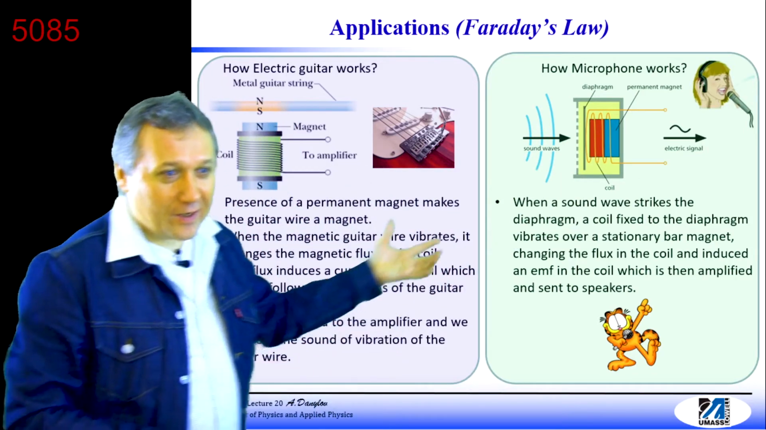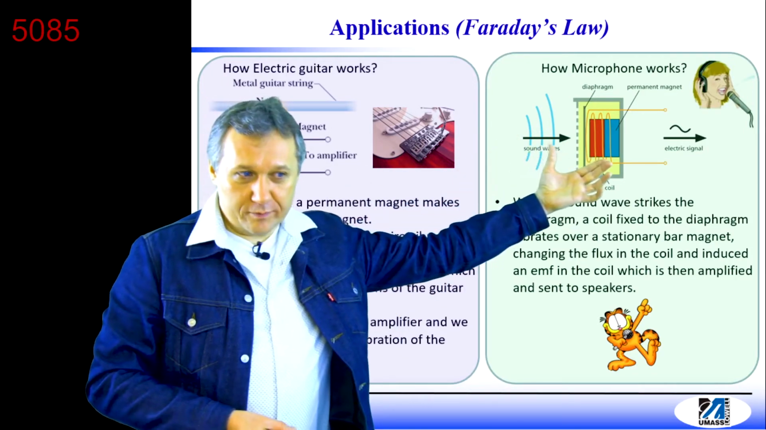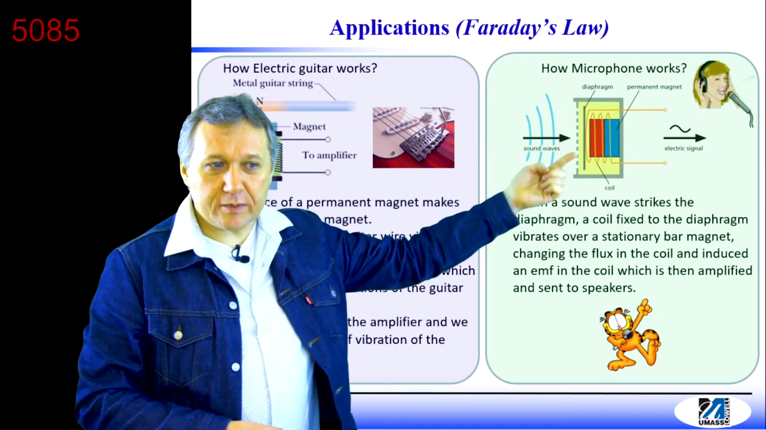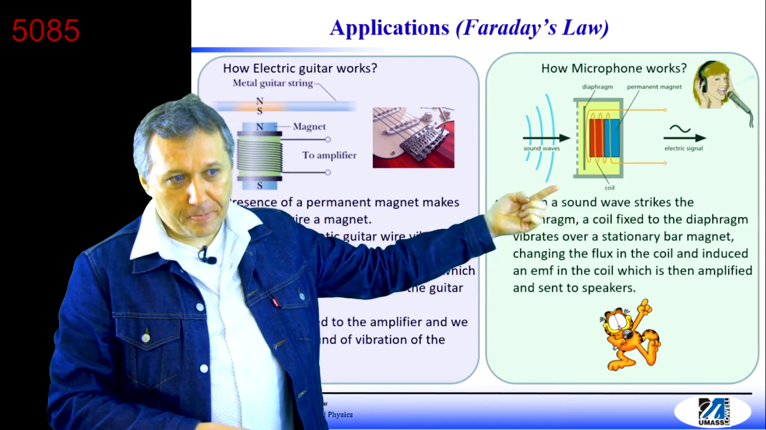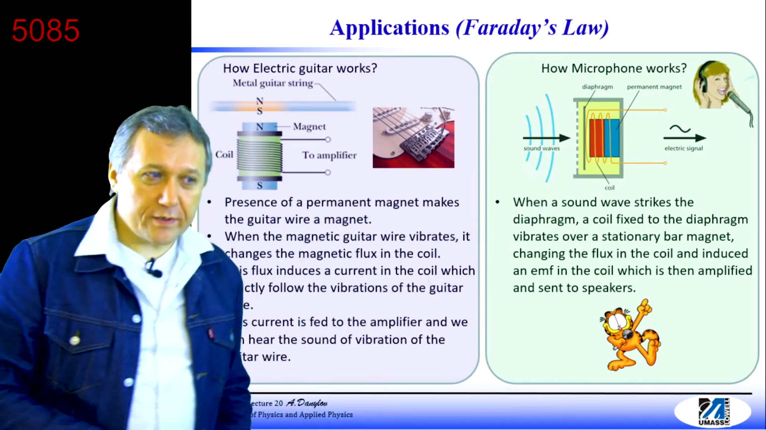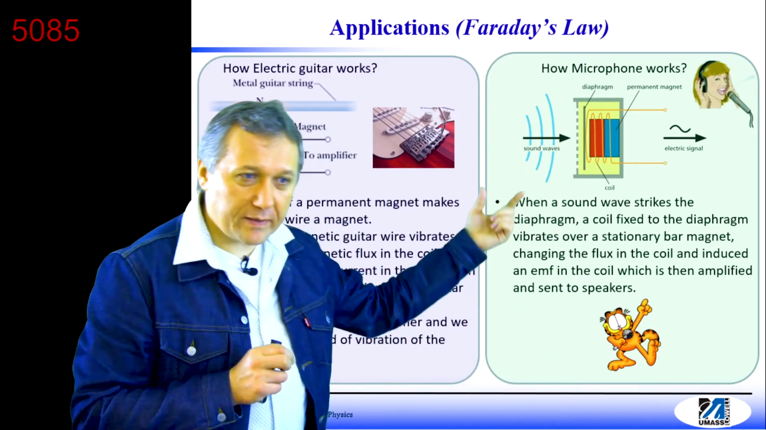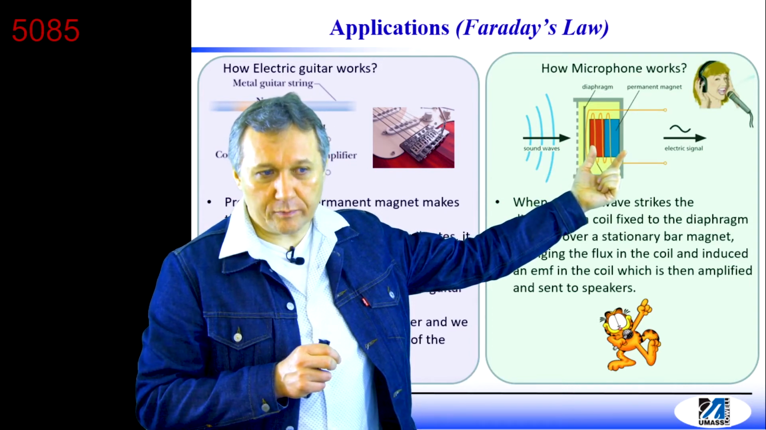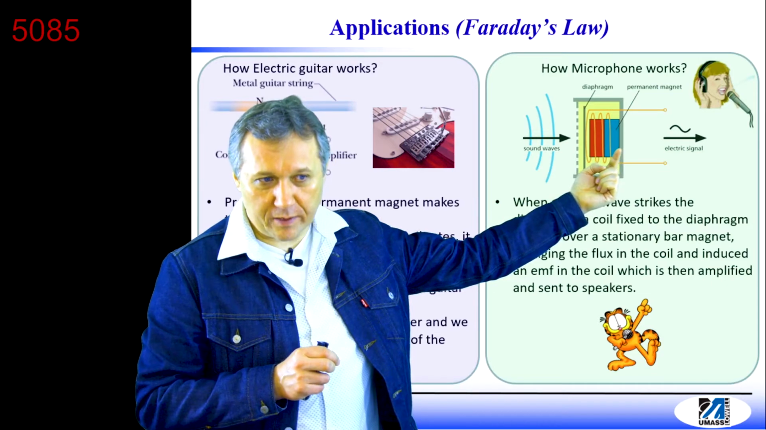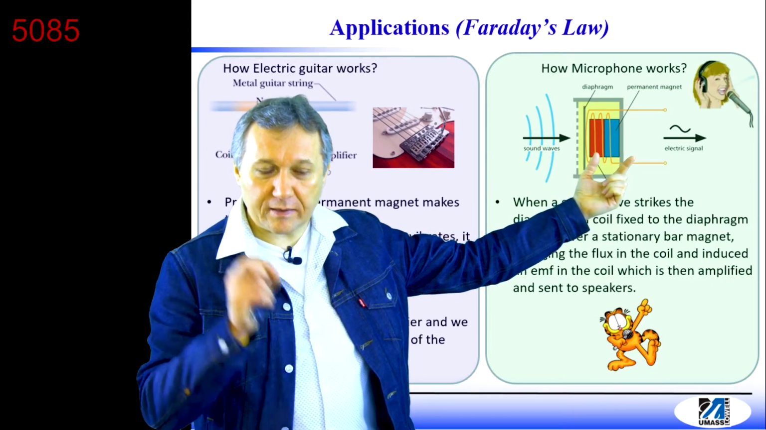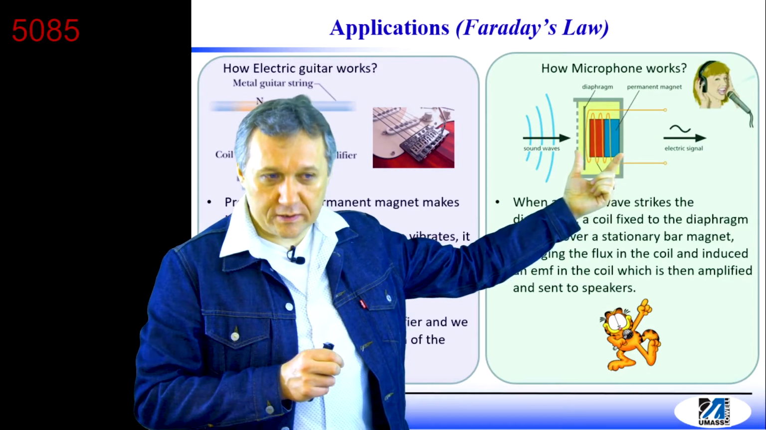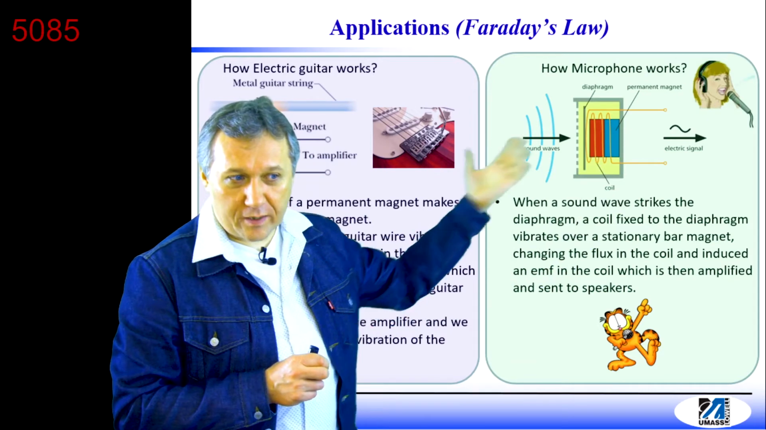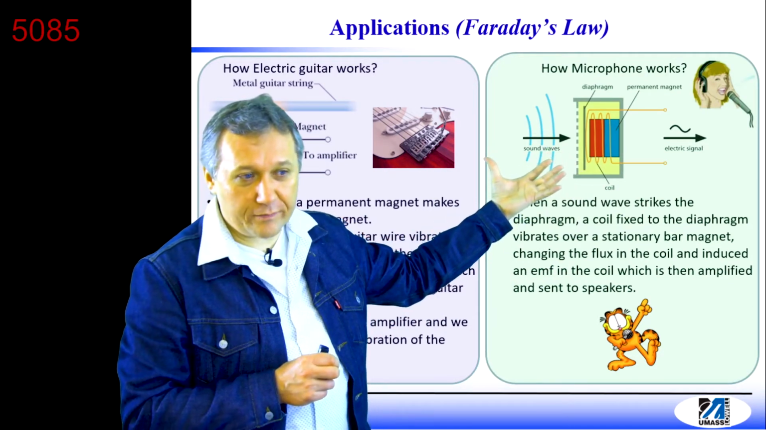There is a coil which can be moved back and forth, and that coil is attached to this membrane, the diaphragm. Inside of the coil there is a permanent magnet. In this case, the permanent magnet is stationary. You see red and blue, the north and south poles of the permanent magnet, attached to the box of the microphone. The permanent magnet stays in the same place, but the light coil moves back and forth.